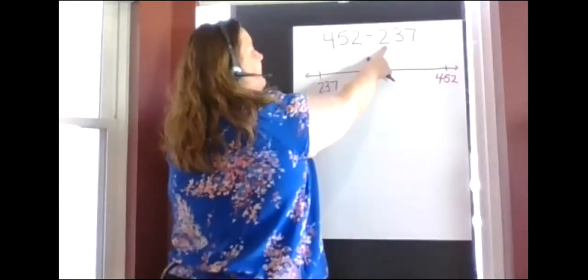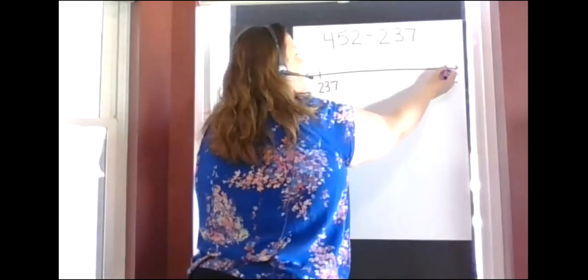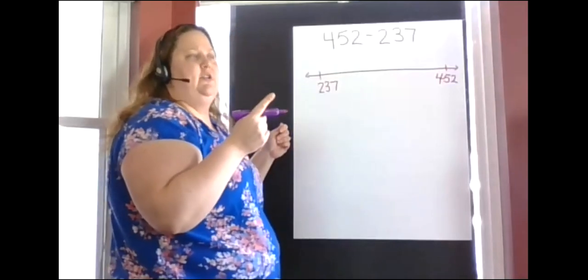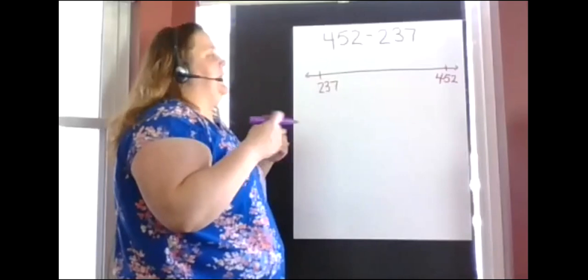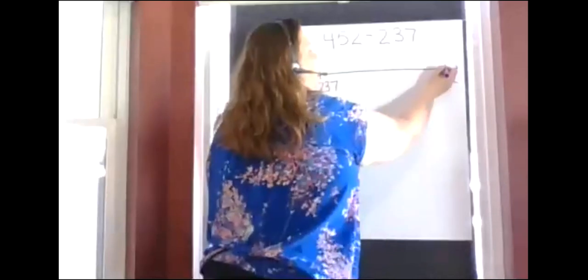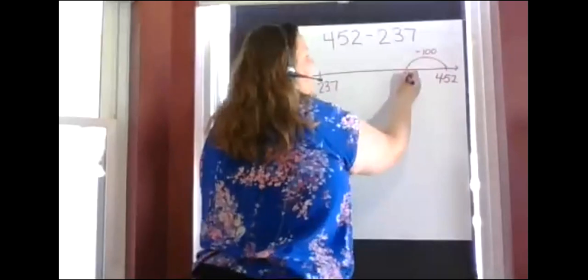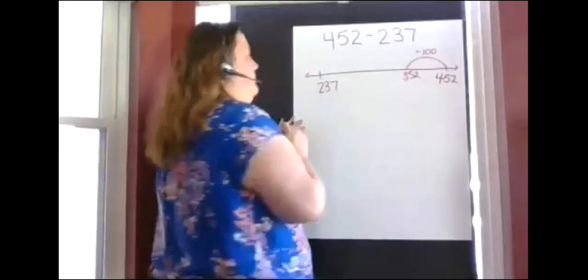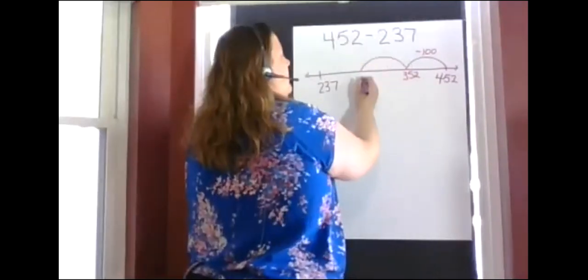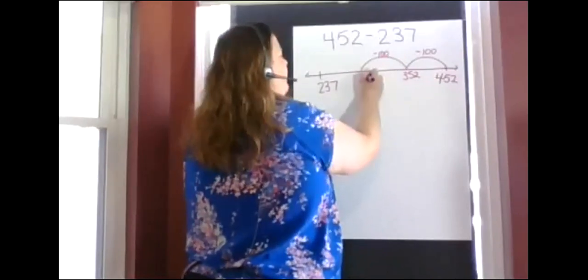So I'm going to now figure out how far it is from here to here. If I'm going to jump back, I don't necessarily know how far it is. So I'm going to jump in distances that I know. So I'm going to start at 452, and I'm going to take away 100, and that leaves me at 352. Well, I know if I take away another 100, that's going to get me to 252.